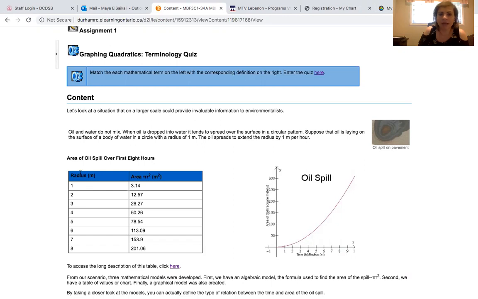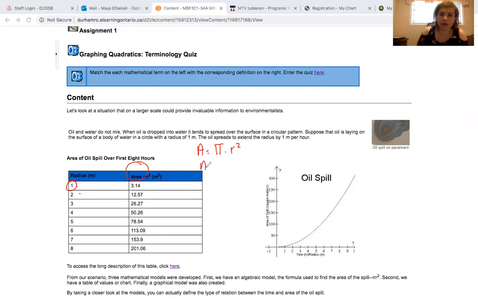What's happening is that we're increasing the radius by 1 meter every hour. You see here that this is the radius, this is the radius, and so on. So radius 1, 2, 3, 4, 5, 6, 7, 8. And then we are going to find the area. Remember that the area of a circle is pi times the radius squared, to the power of 2. If I want to find the area, I'm going to plug the radius into r and then find what the area is for that radius.